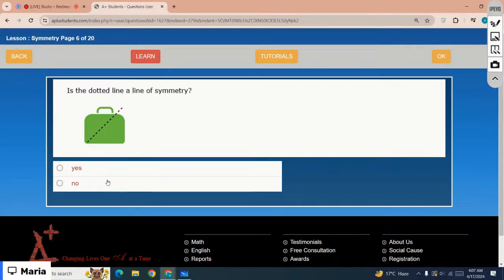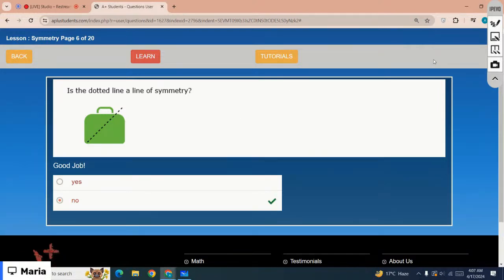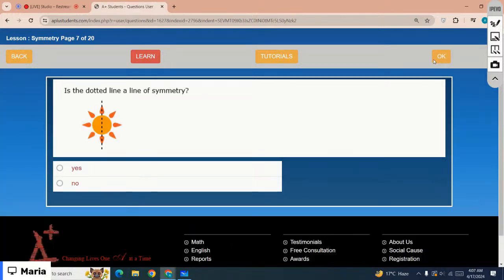The correct option is no. Is the dotted line a line of symmetry? Yes, it is, right? Because if you fold the image along the dotted line, both the portions match up. The correct option is yes. Okay, you can complete the lesson by yourself later today. Let me just move on to the next lesson.